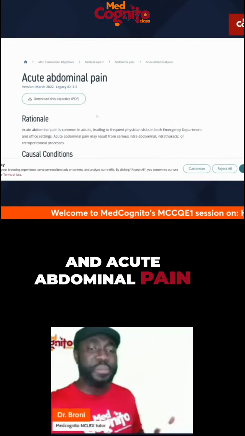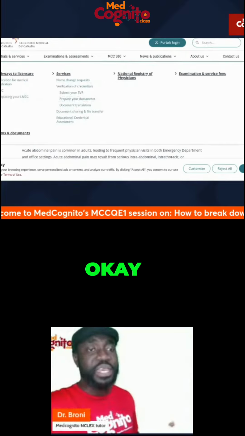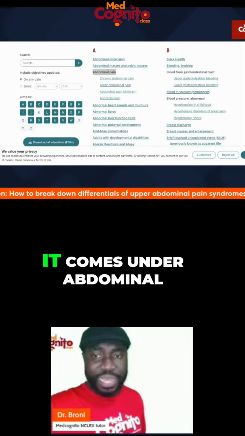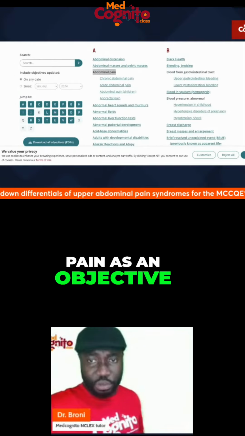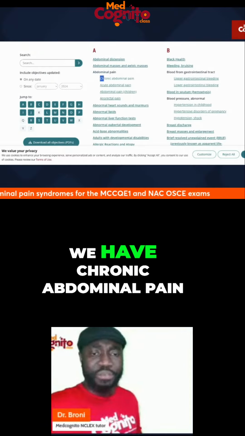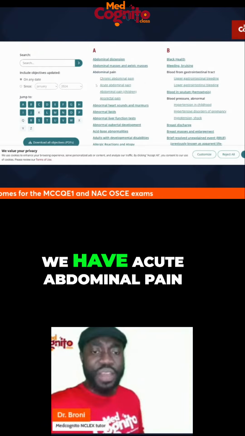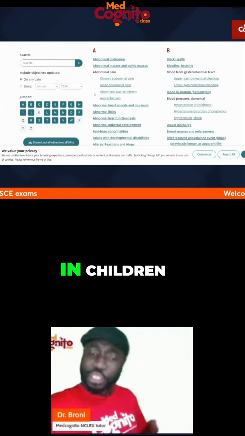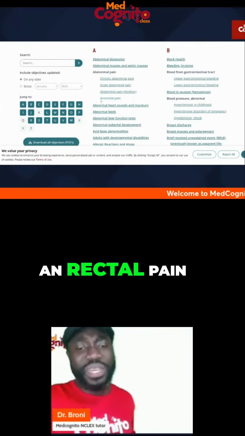And acute abdominal pain is one main objective, okay? So acute abdominal pain is under a set of objectives. So it comes under abdominal pain as an objective. And under abdominal pain, you realize we have chronic abdominal pain, acute abdominal pain, and then abdominal pain in children, and then anorectal pain.